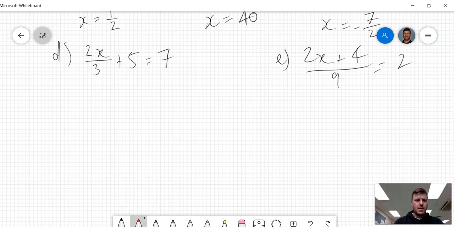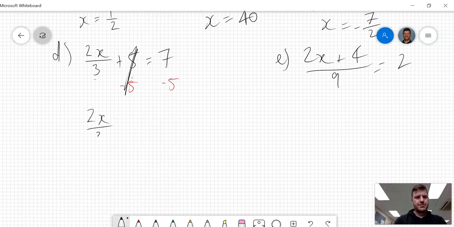Now, again, there's only two terms on the left-hand side, so 2x divided by 3 and positive 5. The positive 5 is furthest removed, so I'm going to get rid of that first. To get rid of plus 5, I take 5. Again, we do that on both sides. I'm left with 2x over 3, which is just one term, is equal to 7 take 5, which is 2.